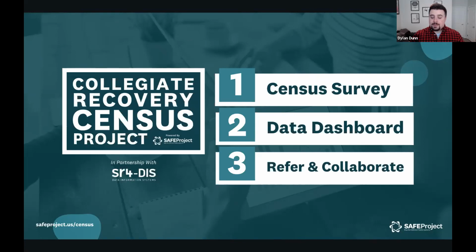And the third part keeps the thing going, which is referring to colleagues, collaborating through the data, and just again, making this useful. It's only useful as much as we use it, rather than just gathering and letting it sit in a corner somewhere.